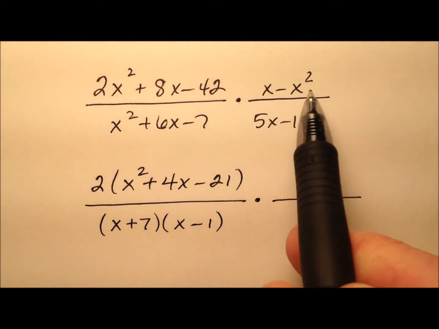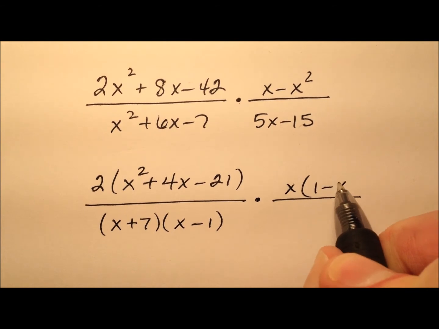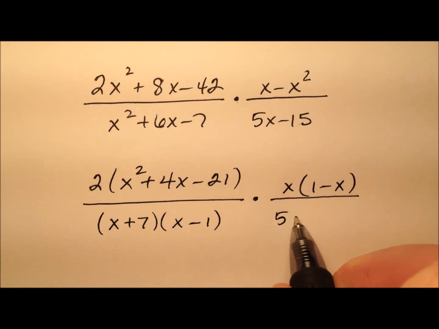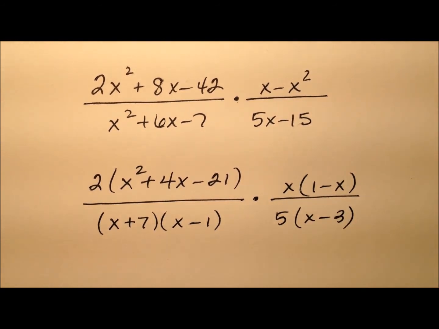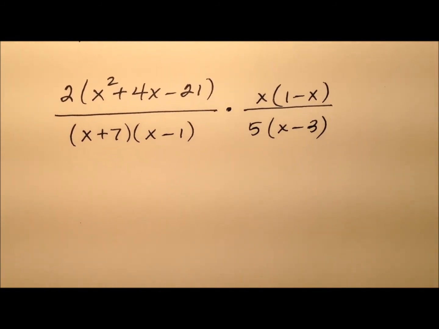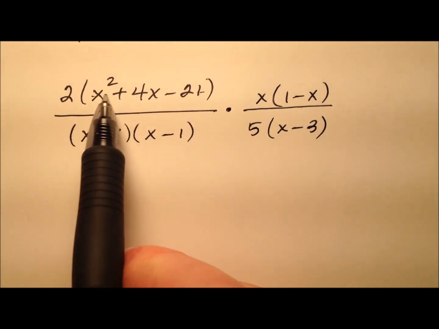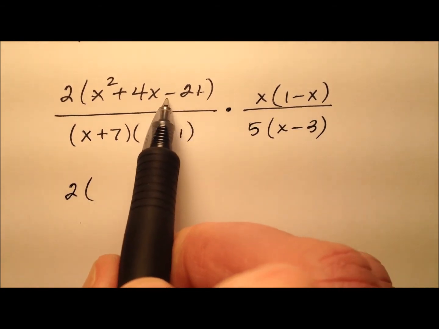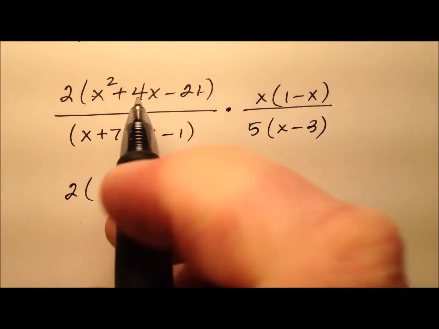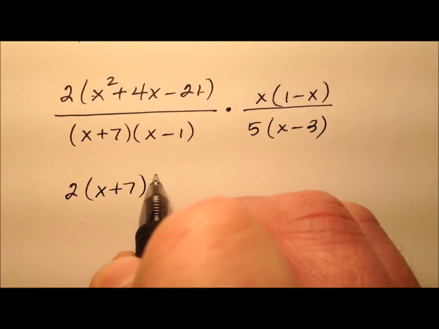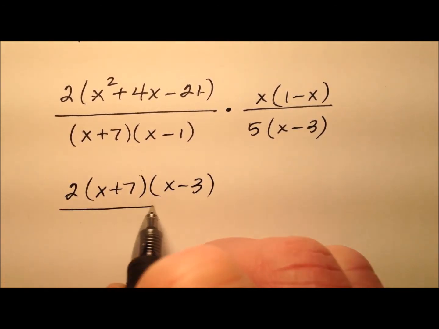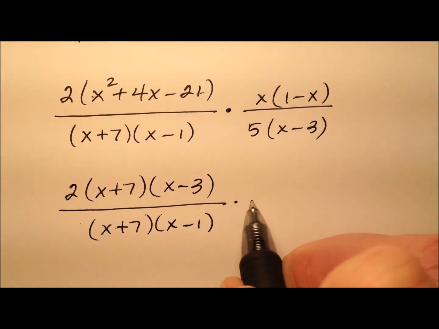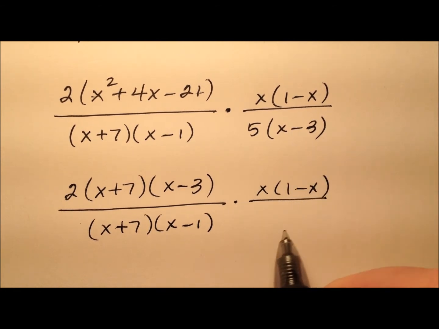And here I have a greatest common factor of just an x, so x times (1 minus x). And down here it looks like I have a greatest common factor of 5, so 5 times (x minus 3). So keep on moving here. I'm going to go ahead and finish factoring this one and just bring everything else down. What two numbers multiply to make -21 and add to make +4? Looks like +7 and -3. And everything else is just going to come along for the ride because there's no need to change anything else quite yet.